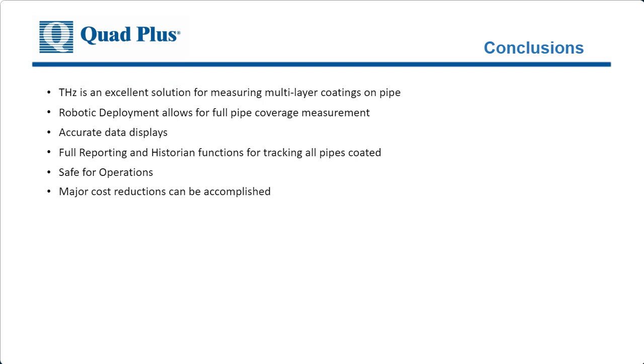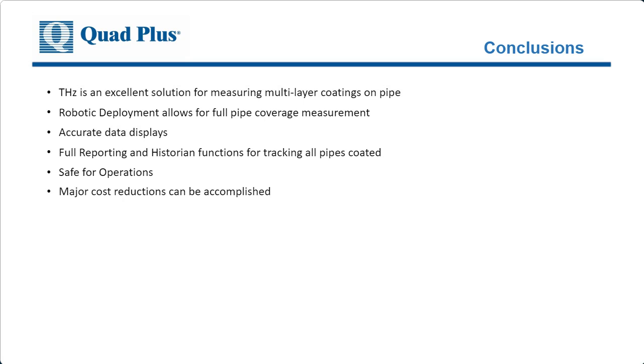So just some conclusions. Terahertz is an excellent solution for measuring multi-layer coatings on pipe. It does a really good job. Robotic development allows for full pipe coverage of the measurement because we're using a robot to adjust for pipe size. We can adjust for wobble, optimal amplitude and resolution of the signal. We've got accurate data displays and full reporting and historian functions to track all the pipes being coated.